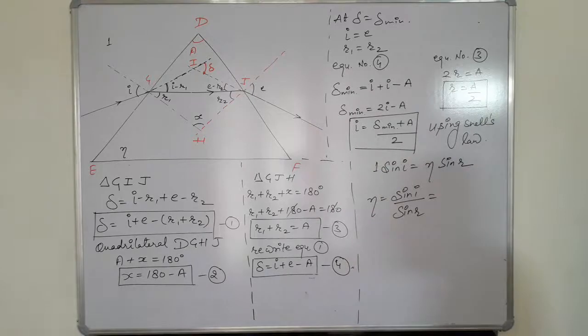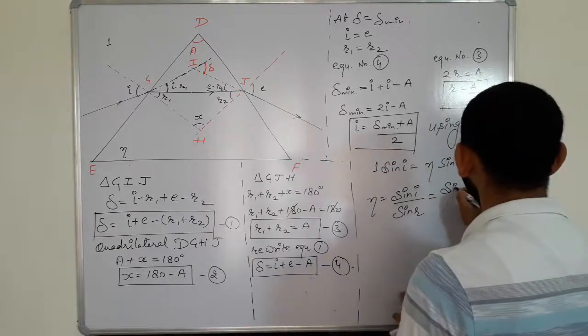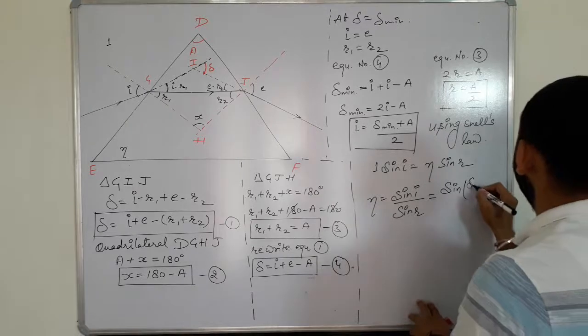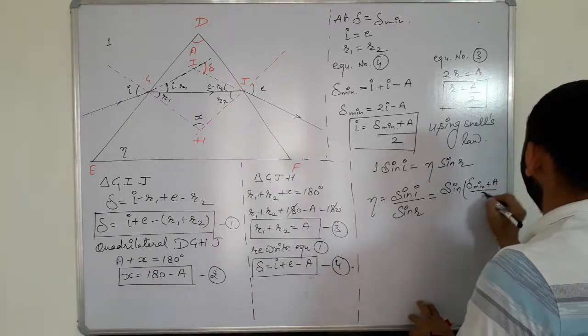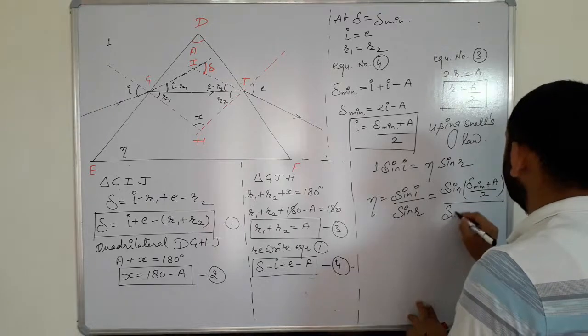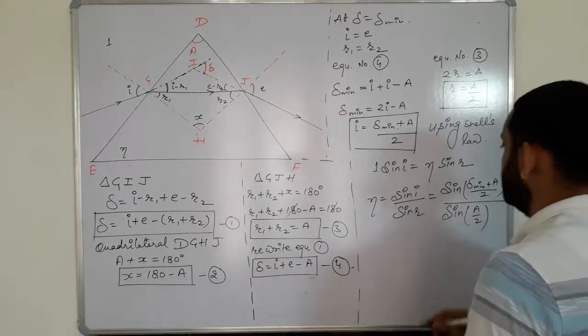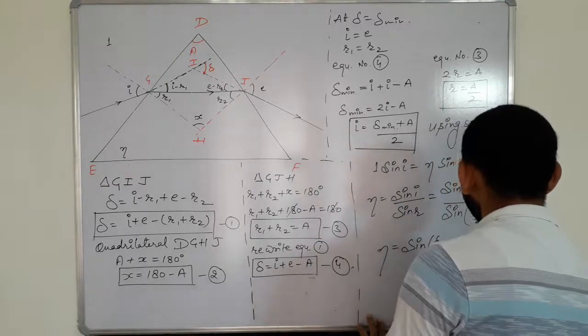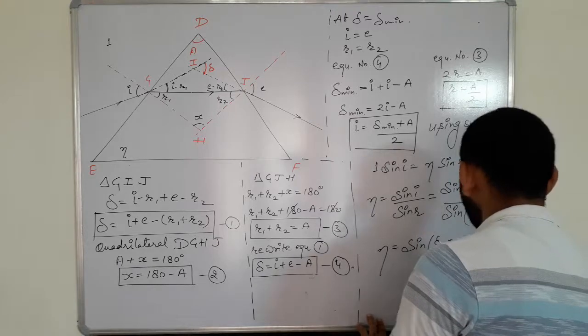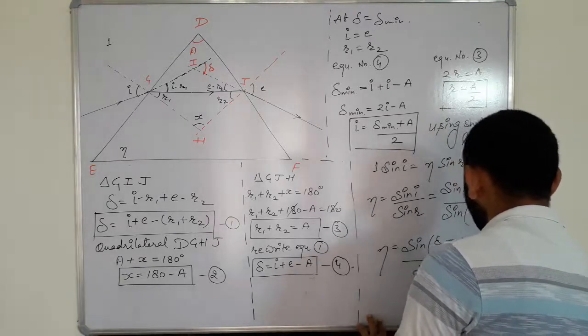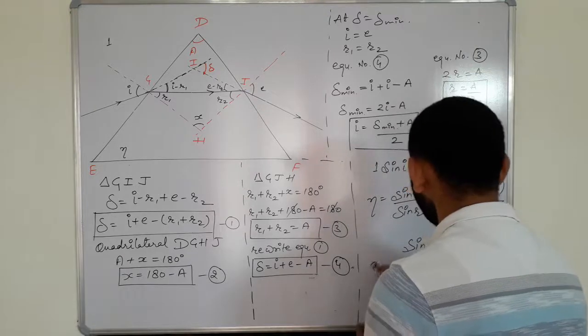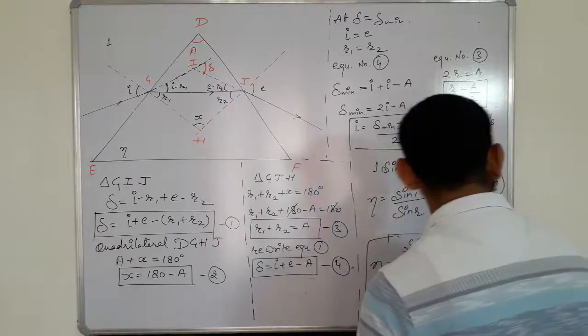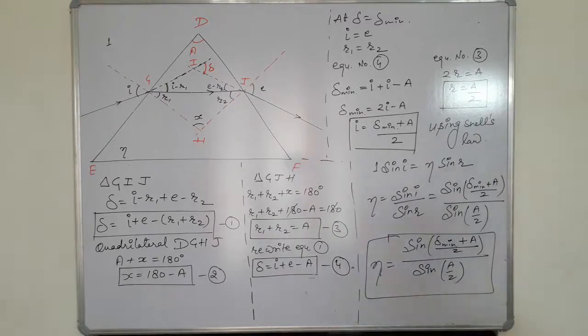Now put the values of I and R. We will get sin I, where I is delta minimum plus A by 2, and R is A by 2. So we can say neta equals sin of delta minimum plus A by 2 upon sin A by 2. So this is the way we will find the value of neta. Okay, you can pause the screen and note it down.